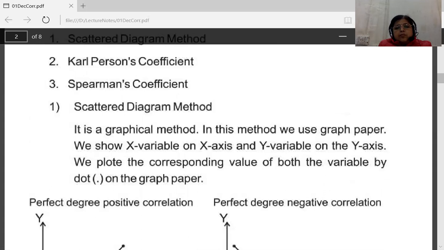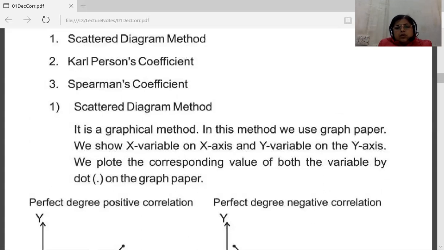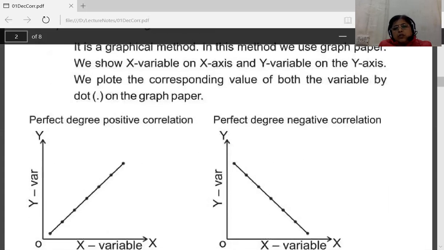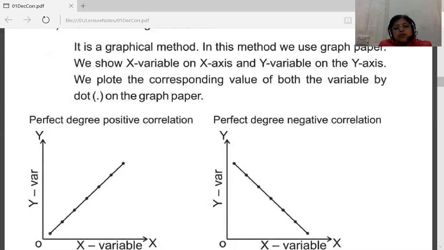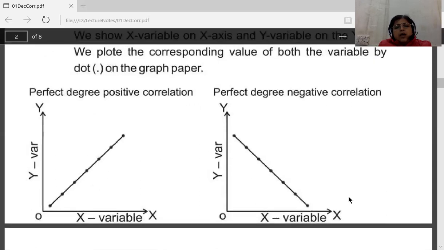So in the scatter diagram method, we have two variables. One variable we are showing on the x-axis and the second variable we are showing on the y-axis. We try to plot the values of the variables on the x and y axis. Suppose you get a graph like the first figure shown, then we say that it's a perfect positive correlation.